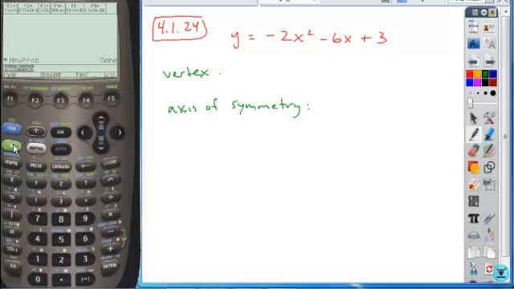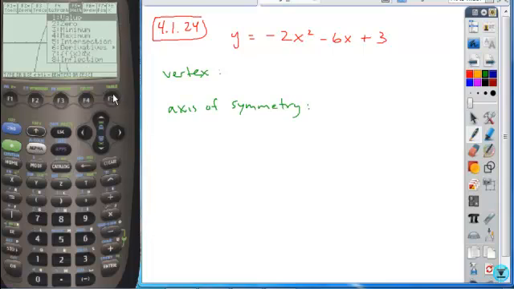So if I were to do that, I hit green diamond F1, go to my Y editor, and I'm going to enter this whole equation in. So negative 2x squared minus 6x plus 3. And once I enter that, I'm going to go ahead and look at the graph of this. When I view the graph, I can see my vertex right here. And so now it's just a matter of locating this using the F5 Math tab.